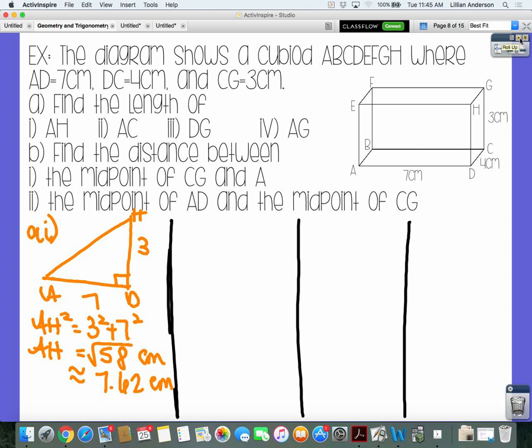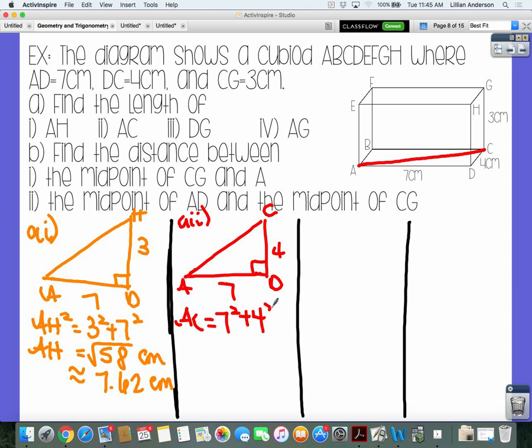All right, so here we go. Find AC. AC is this segment right here. So what was your right triangle that you used to find AC? A, 7 and 4. Very good. So this would have been 7 and 4. So again, you would have to use the Pythagorean theorem to figure out AC. So you would have had 7 squared plus 4 squared. What is that? 65. So you would have taken the square root of it. You could have left it like this, square root of 65 centimeters. If you rounded, it would have been what?